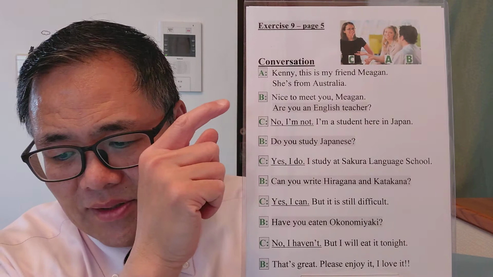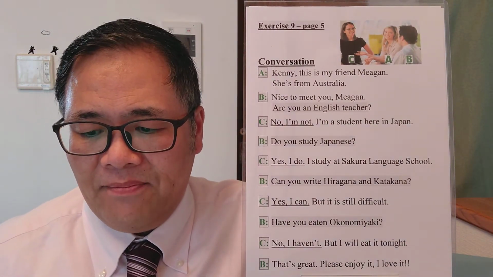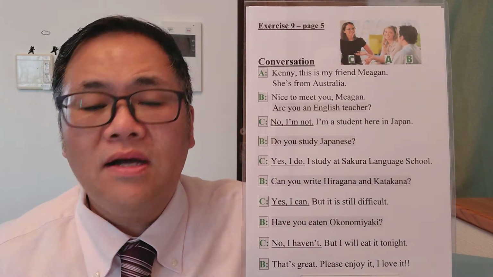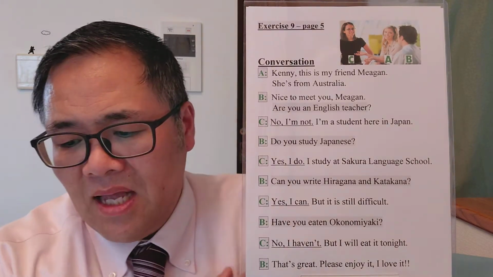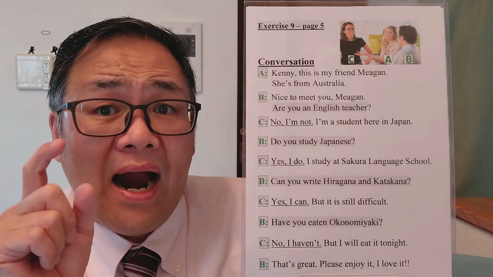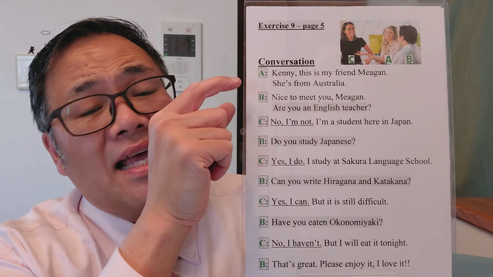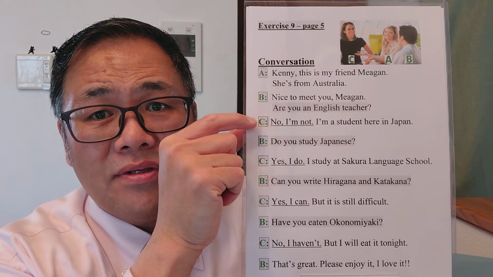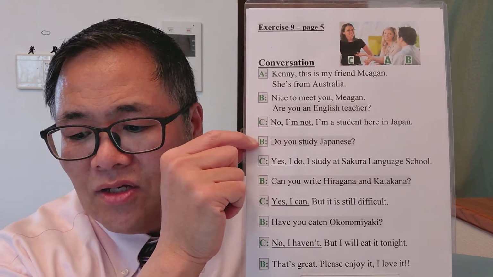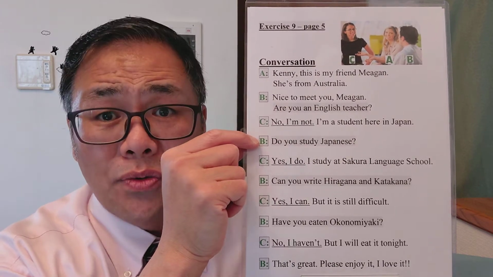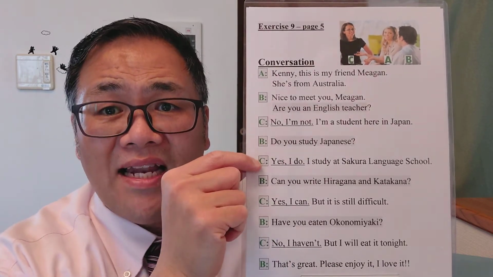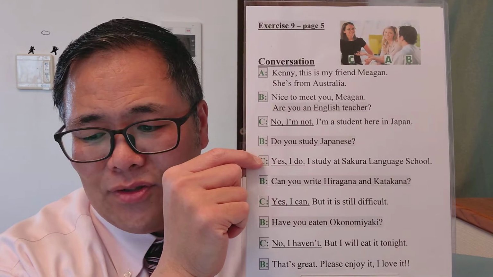Okay, so that's an example of a conversation between 3 people using yes-no questions. As you can see, there are 4 yes and no questions. The first one, are you an English teacher? And the answer, no, I'm not. The next question, do you study Japanese? And the answer, yes, I do.